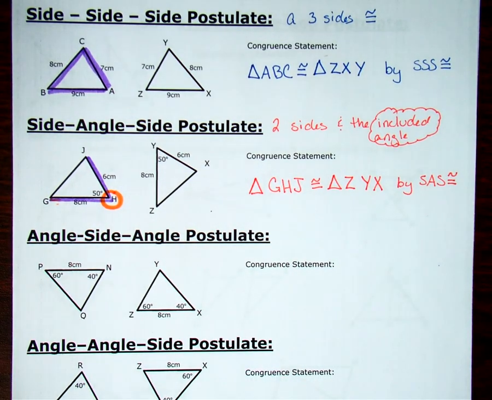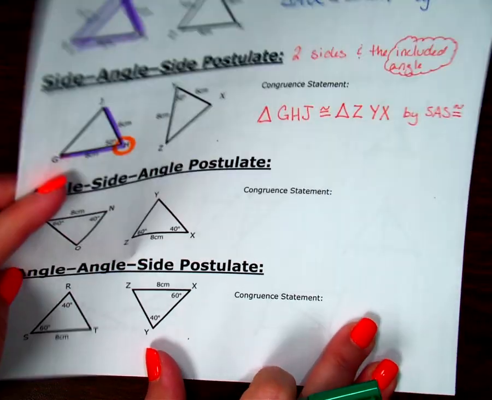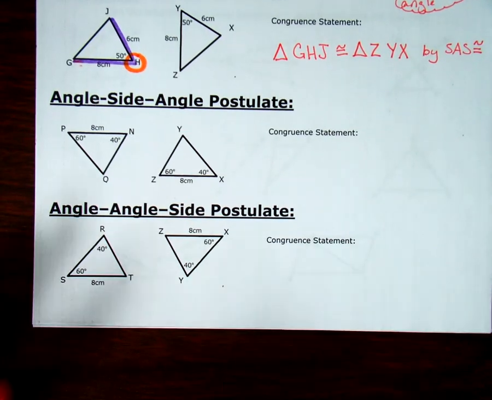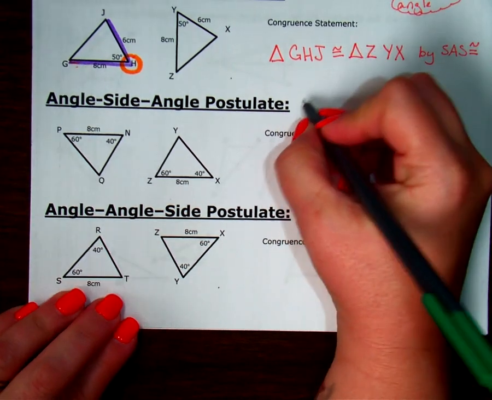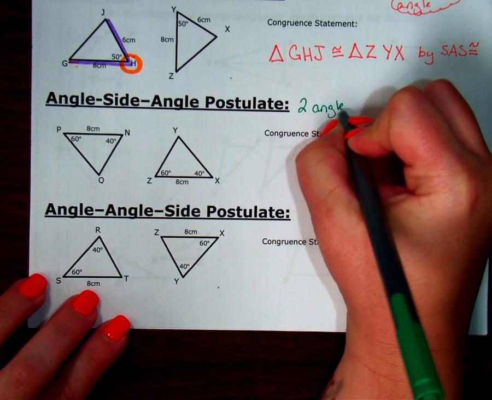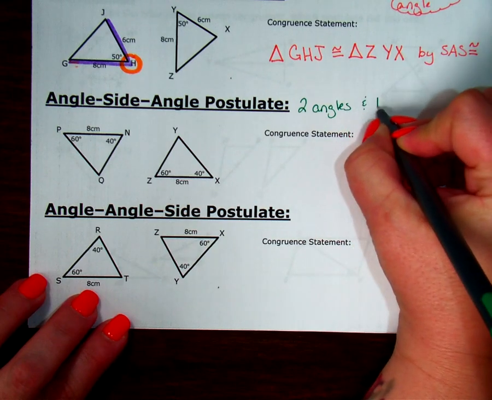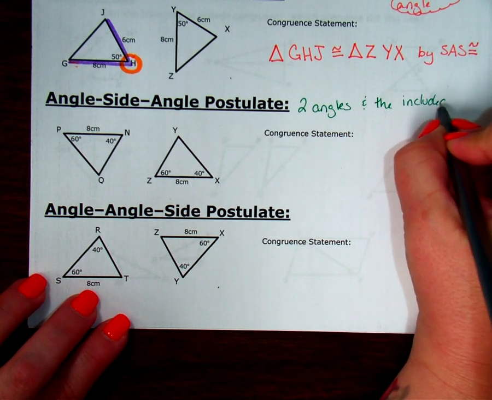Okay, let's look at the next one. The next one, we have angle side angle. So on this one, angle side angle, I'm going to have two angles and the included side.